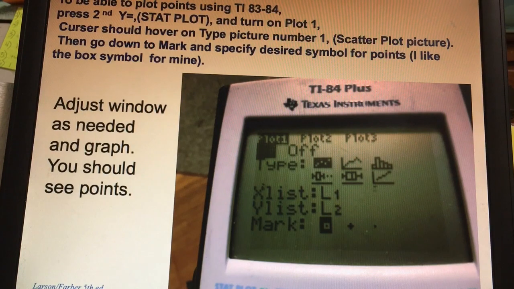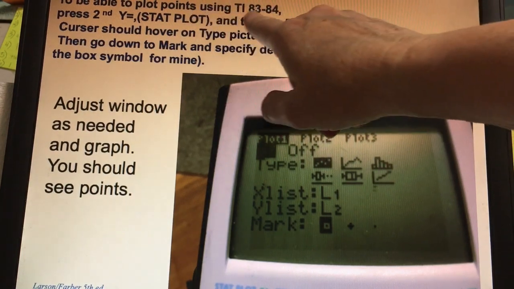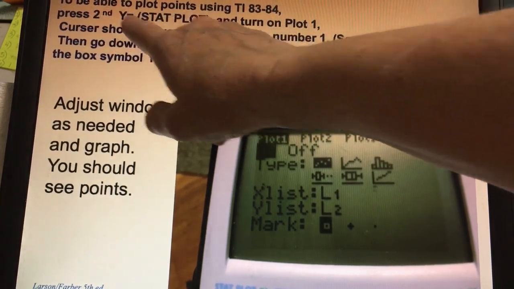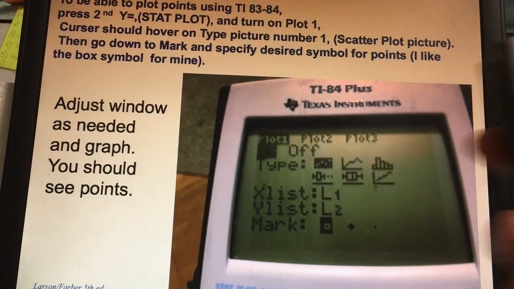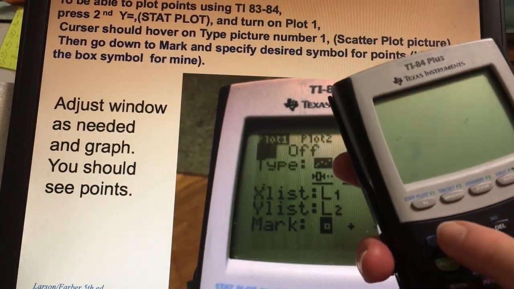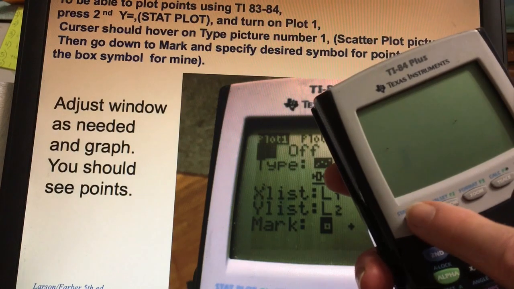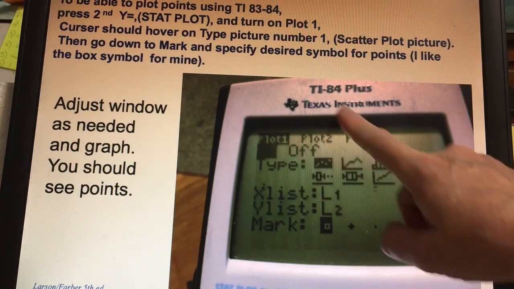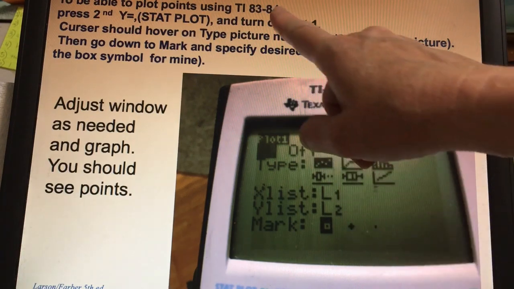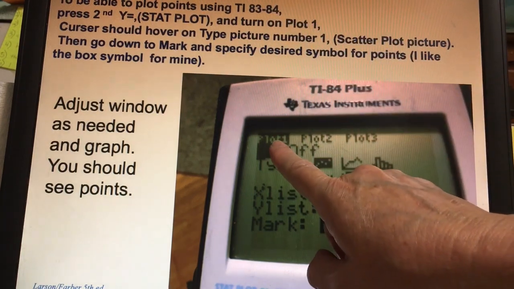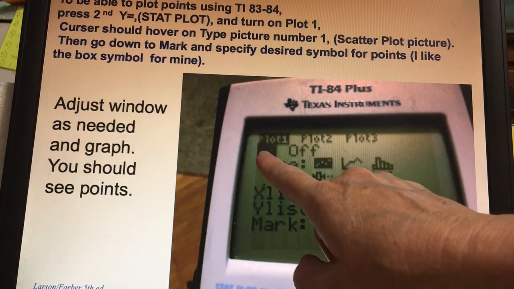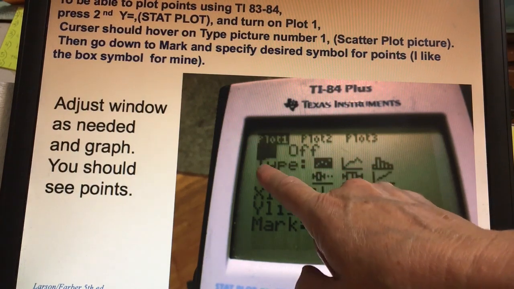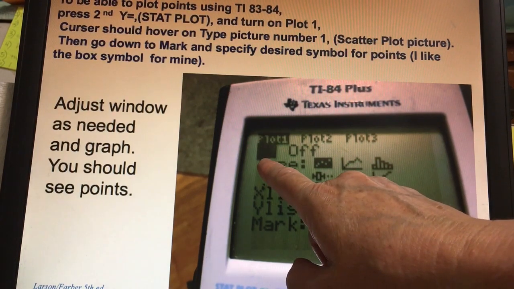And now, to be able to plot the points, we're going to press second Y equals. Okay, so on your calculator, it's the second button and then the Y equals button. And when you do that, you're going to go here to this window, and you're going to turn on plot 1. Make sure your cursor's on plot 1, that it says on. That's the on right there that my cursor's on.